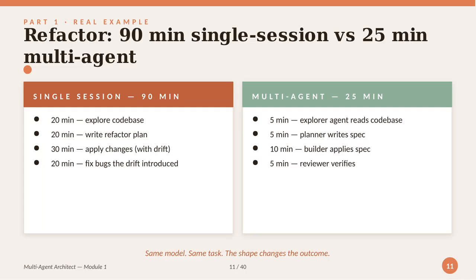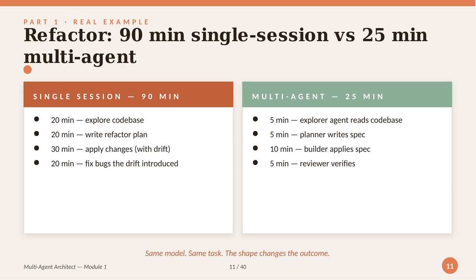A real example. Same refactor task. 2 shapes. Single session, 90 minutes. 20 minutes exploring the codebase to understand what's there. 20 minutes writing the refactor plan based on the exploration. 30 minutes applying the changes, but partway through, drift sets in, and the changes start contradicting earlier ones. 20 minutes at the end fixing the bugs the drift introduced.